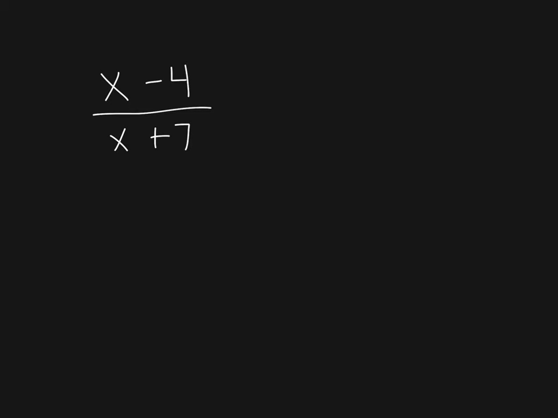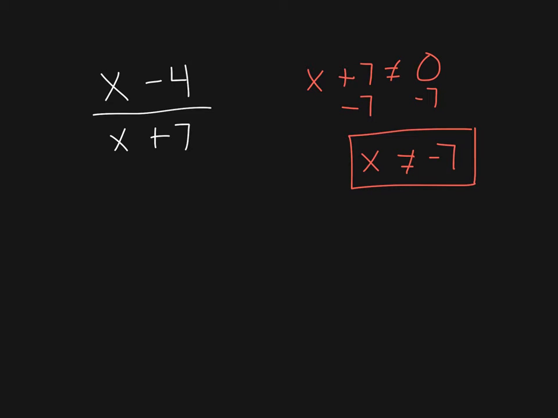Okay, in this example we have x plus 7 in the denominator. So x plus 7 cannot equal 0. And then to get x by itself, we subtract 7 from both sides. So x does not equal negative 7. So negative 7 is our excluded value.